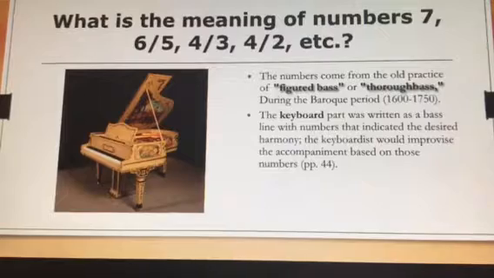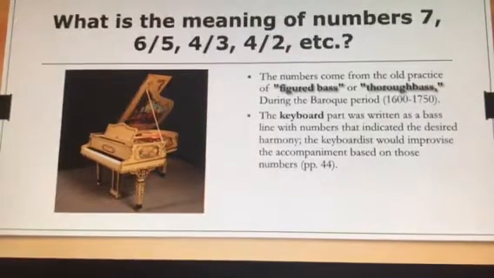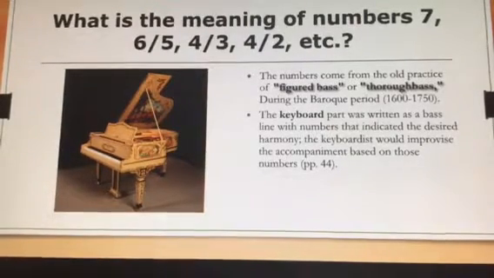What is the meaning of the numbers 7, 6-5, 4-3, 4-2? The numbers come from the oldest practice of figured bass or thorough bass during the Baroque period, 1600 to 1750. The keyboard part was written as a bass line with numbers that indicated the desired harmony. The keyboardist would improvise the accompaniment based on those numbers. Page 44 in your textbooks, guys.